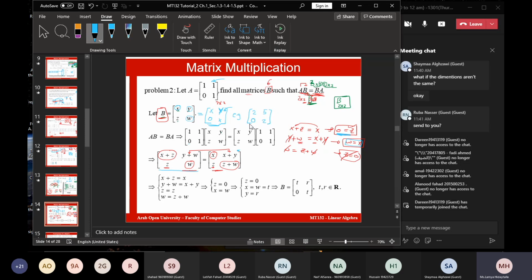Now, as a homework, if this is our B, find for me AB, and find BA, and test are they equal or not. And you should find that they are equal. Okay, so we found the general form.